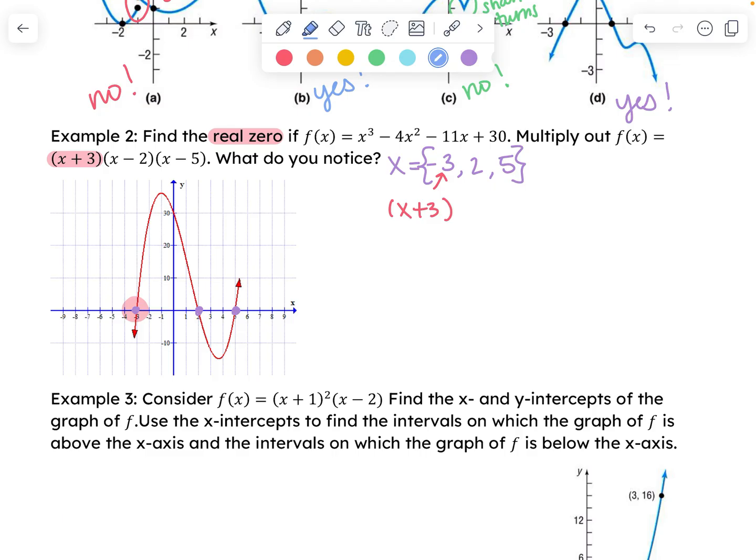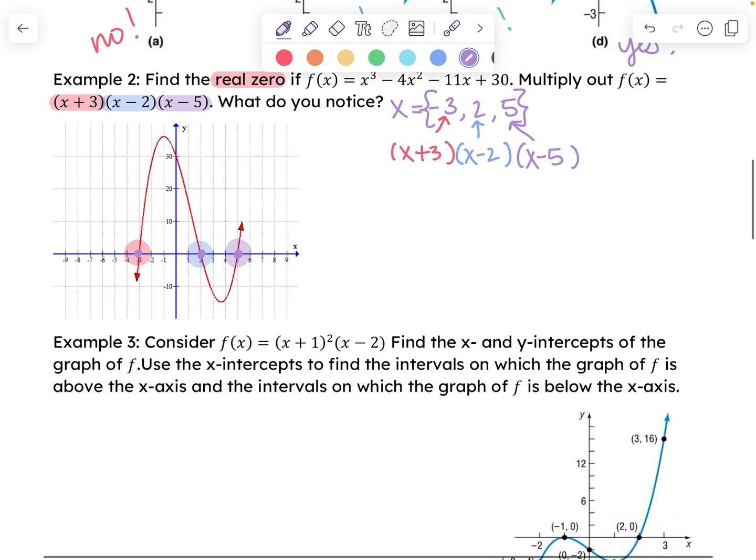If we're looking at our 2, that would go with our x minus 2. So x minus 2 would match with +2 being an answer. And following that same pattern, if I have 5 over here, that would match with our x minus 5. That matches with that 5 as an answer.